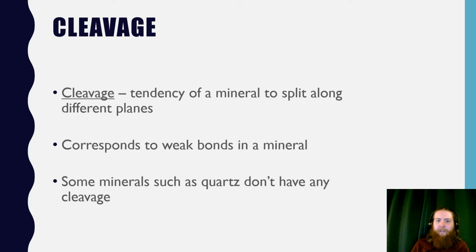Cleavage is the tendency of a mineral to split along different planes, and this corresponds to weak bonds inside of a mineral. Some minerals like quartz don't have any cleavage. They're very strong minerals. They're very good at scratching things. They're not so good at being broken down.